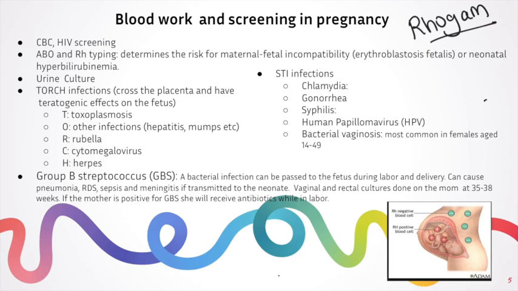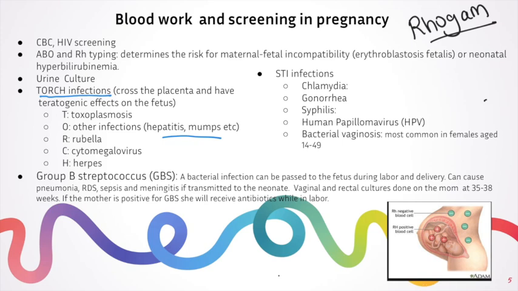They're also going to do a urine culture, screening for urinary tract infections, because urinary tract infections can lead to preterm labor. They're also going to do a screening for STIs, so we're going to call them TORCH infections, and TORCH is just an acronym. The T stands for toxoplasmosis, the O stands for other infections like hepatitis and mumps, the R stands for rubella, the C is cytomegalovirus, and the H is for herpes.